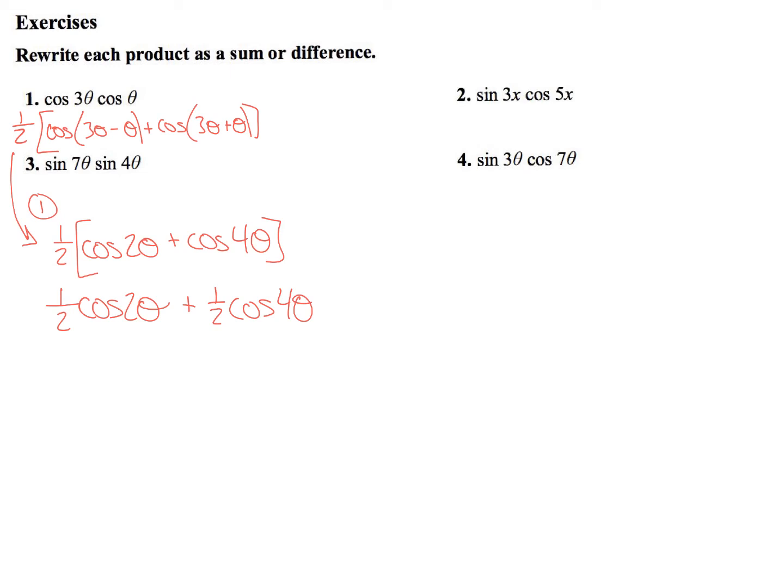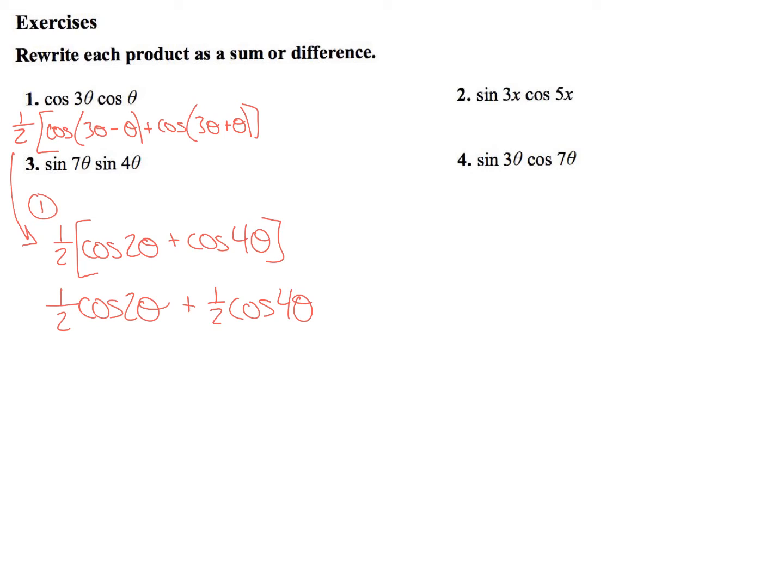plus sine 3x minus 5x. And then hard brackets at the end. 1/2 sine 8x plus sine negative 2x.